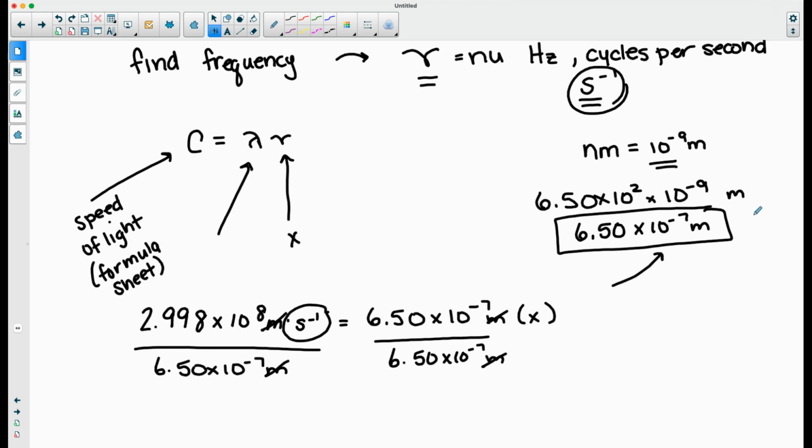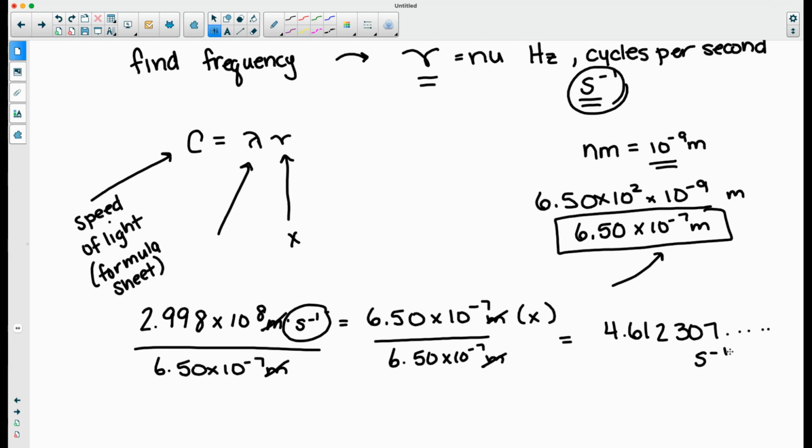If I have my graphing calculator, second... I don't know what button it is. Oh, I'm looking at it. Second x to the -1 if you're using a scientific calculator. And when I press enter, I get 4.612307, blah, blah, blah, seconds to the -1.